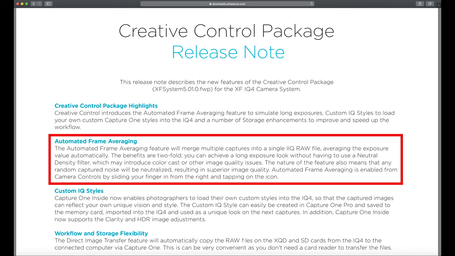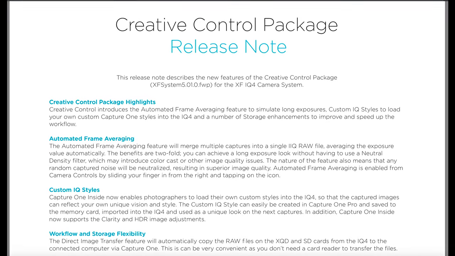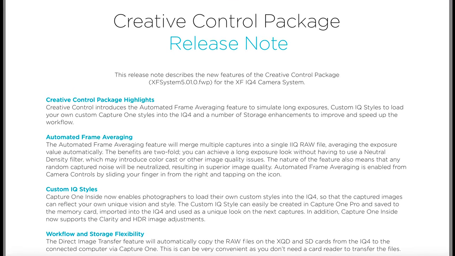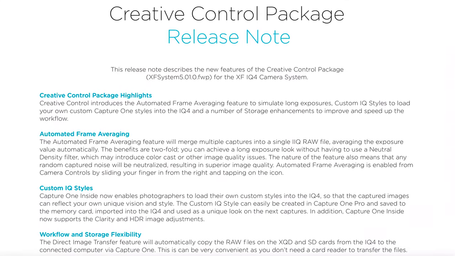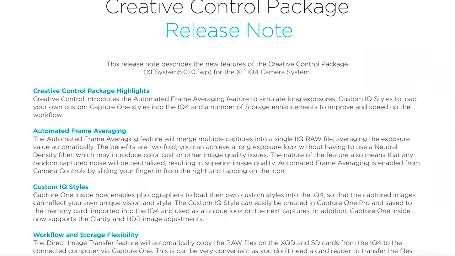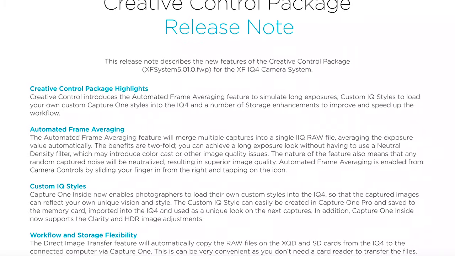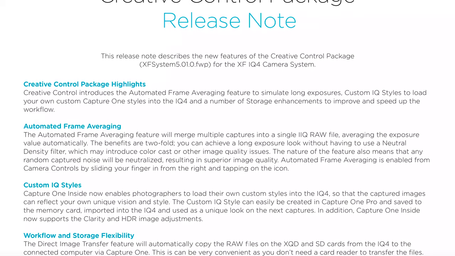And automated frame averaging is an algorithm which is now incorporated into the camera body of the IQ4 combined with the XF, where you can actually take multiple shots and then in camera they will be combined into one single IIQ RAW file. So it saves a lot of memory, because typically you would have to do this by yourself, take all the single frames one by one, import them into Capture One, use a stacking algorithm to get the exposures averaged out, and then you're good to go. Here it's all processed in camera, so you only use the memory and the capacity for one single IIQ RAW file, and that comes in nice and handy.